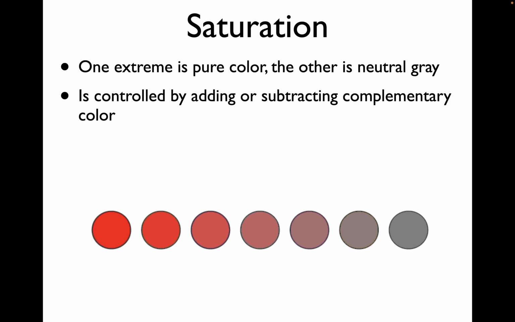So if we have red, a pure red, and we start to add cyan, its complementary color, it starts to desaturate to the point when we have equal values of both, we have a neutral gray. Make sense?